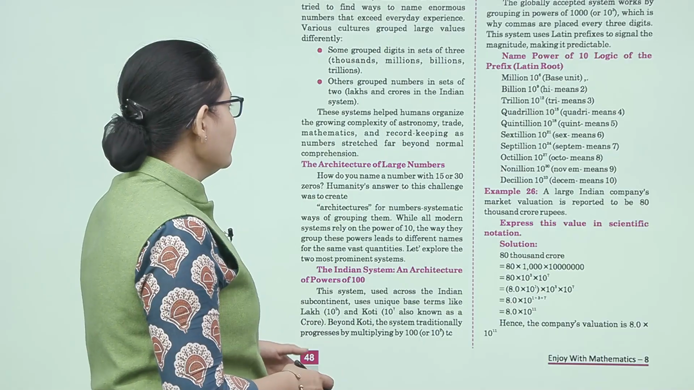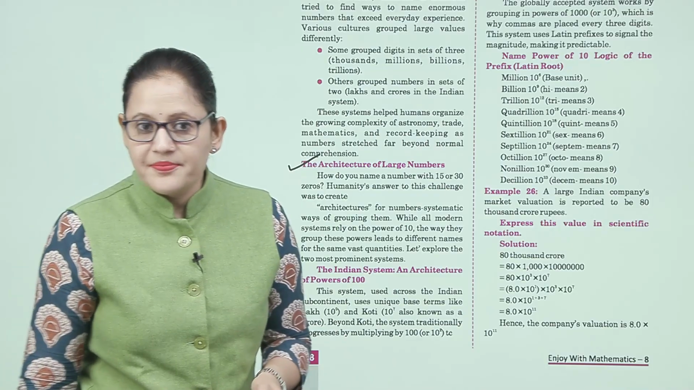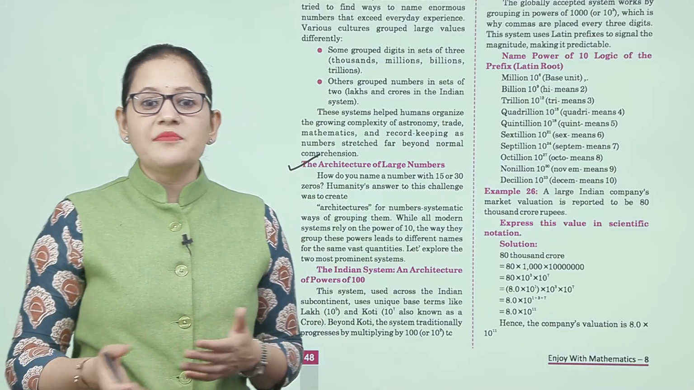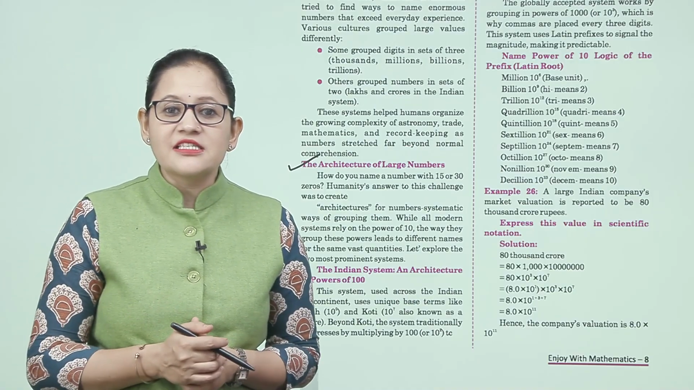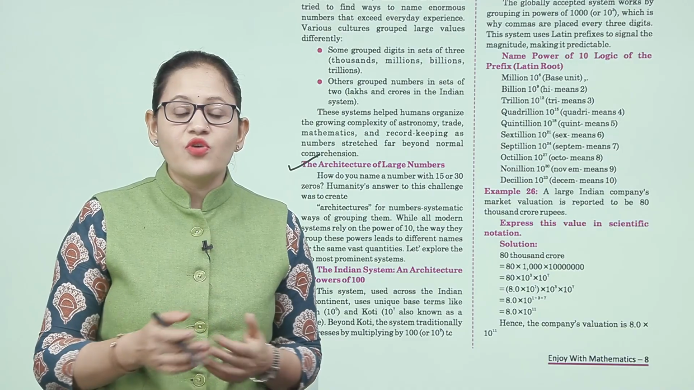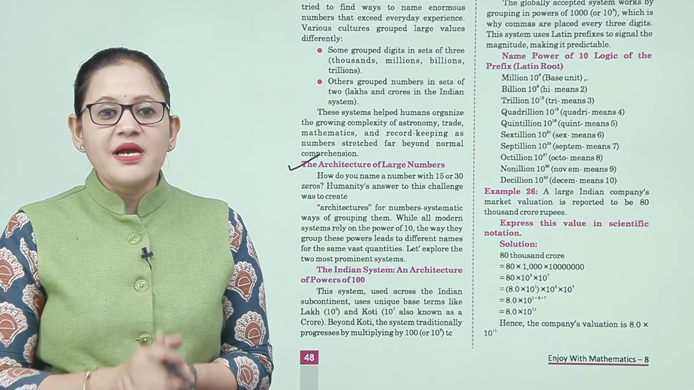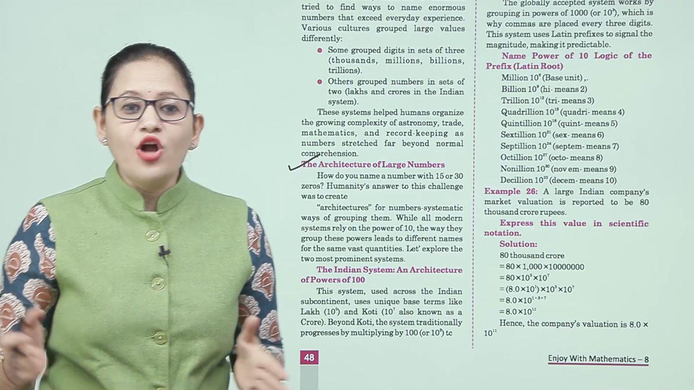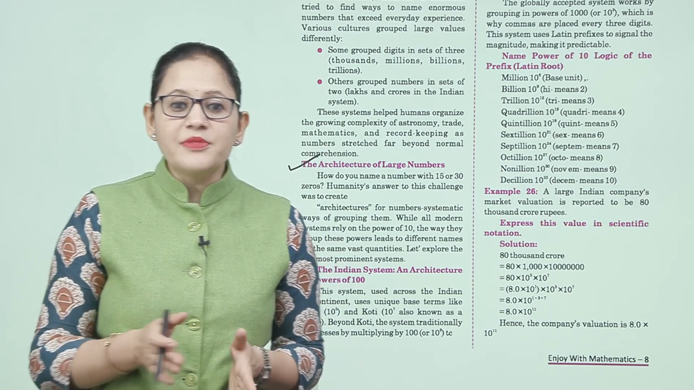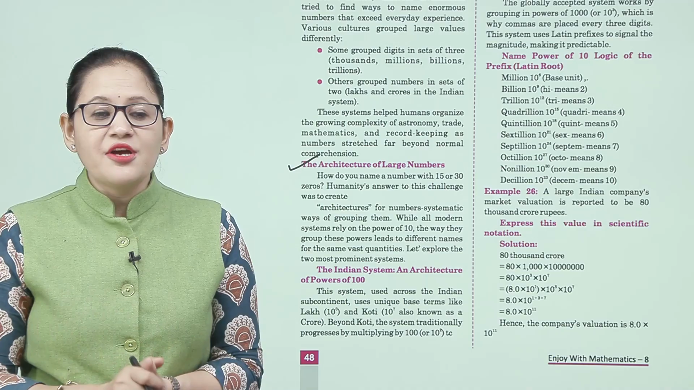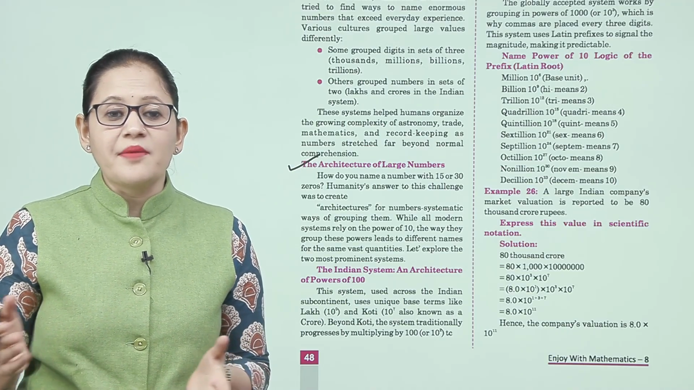Now we will understand the architecture of large numbers. How do you name a number with 15 or 30 zeros? Humanity's answer to this challenge was to create an architecture for the number system, systematic ways of grouping them. While all modern systems rely on the power of 10, the way they group the powers led to different names for the same vast quantities.